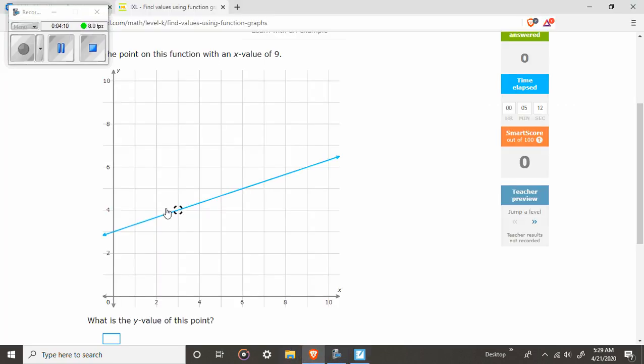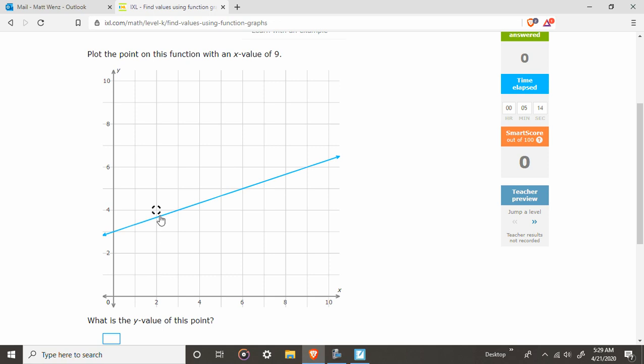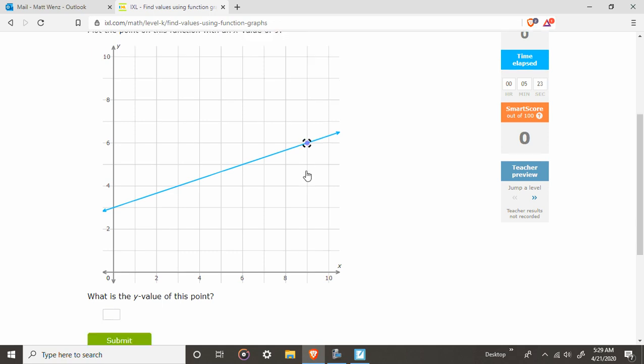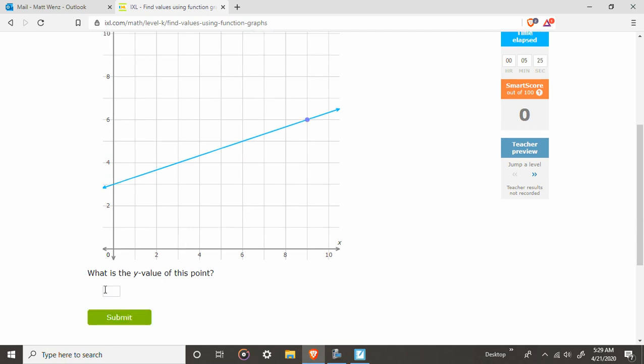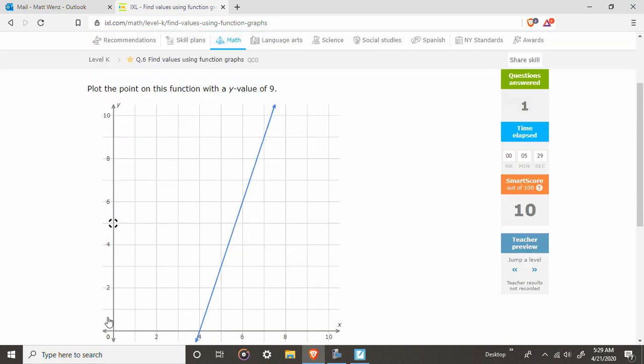Okay? So it says plot the point on this function with an x value of 9. So x is equal to 9, so we're going over 9. What's the point? It's going to be right here. What's the y value at that point? Well, it's 6. Again, this is nothing earth-shattering. You guys should be able to do that without much of a problem.